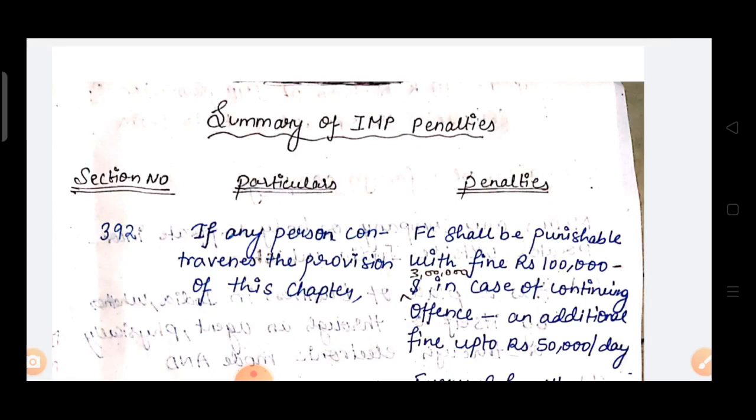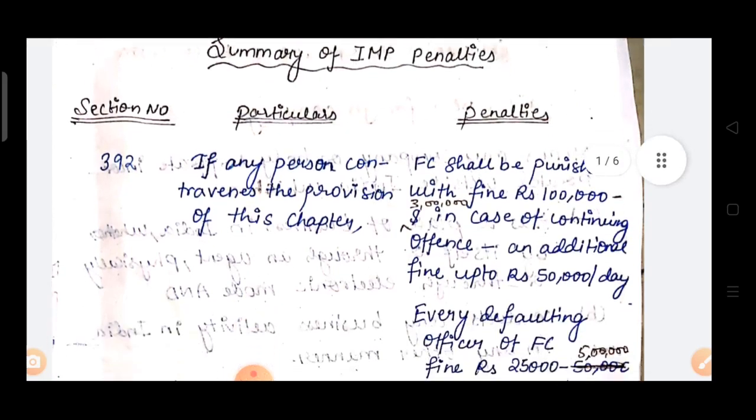This chapter is companies incorporated outside India. First, a summary of important penalties. One important penalty is in section 392. If any person contravenes the provisions of this chapter, then the foreign company, since this chapter is basically for foreign companies, shall be punishable with a fine of rupees 1 lakh to 3 lakhs.